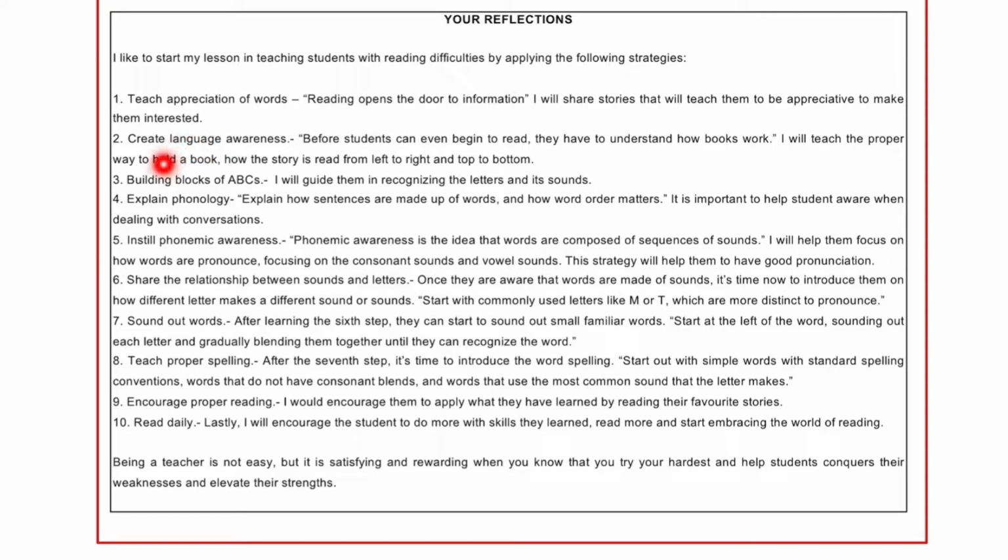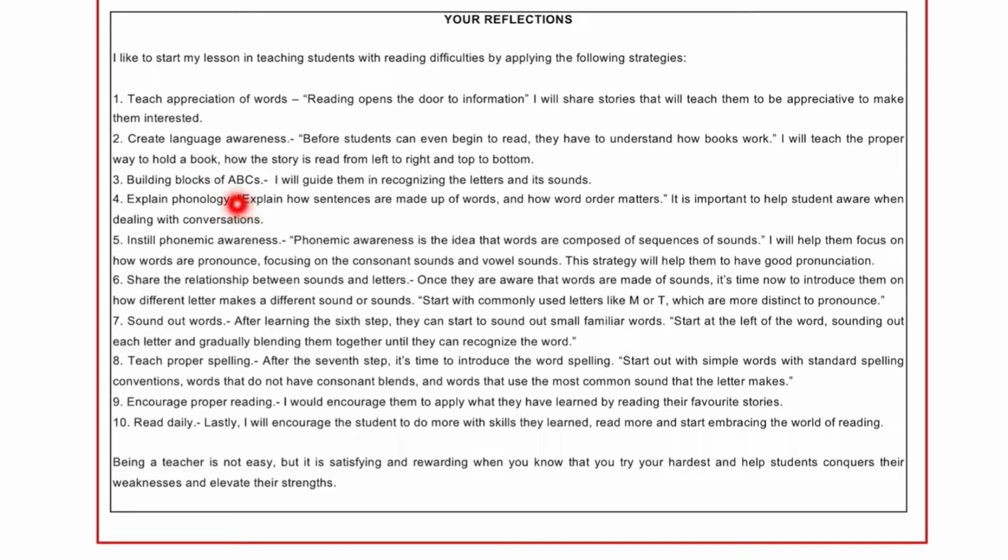Second is create language awareness. Before students can even begin to read, they have to understand how books work. So I will teach the proper way to hold the book, how the story is read from left to right and top to bottom. So dito na papasok yung building blocks of ABCs.